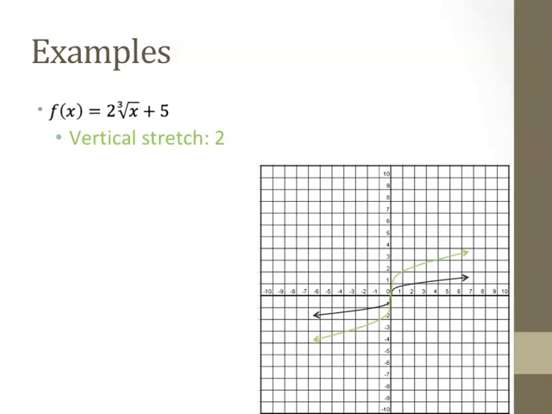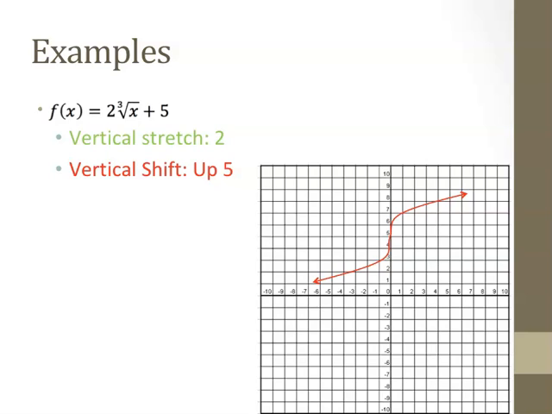All right, and then we have that plus 5 at the end. It's outside of the function, so this is a vertical shift up by 5. So now we take that green function there, and we can shift it up by 5, and that's going to be our final answer.